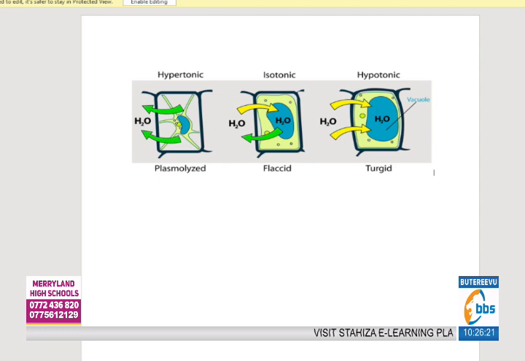So turgor pressure, turgidity, I've talked about it. Turgor pressure is when water enters the plant cell by osmosis. Like in the last section of hypotonic solution, water will enter, and then later on the cytoplasm, together with its contents, the nucleus, forming the protoplasm, will start pushing against the wall of the cell, causing it to expand to accommodate the incoming water.